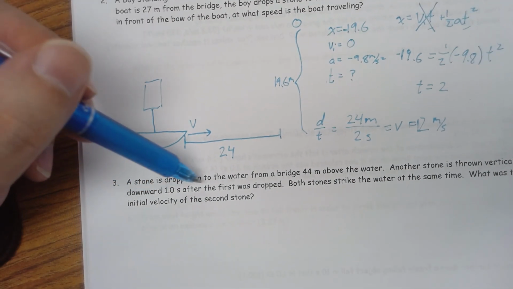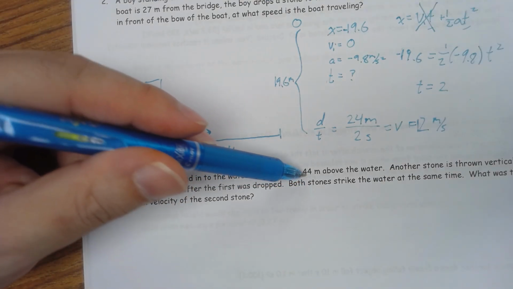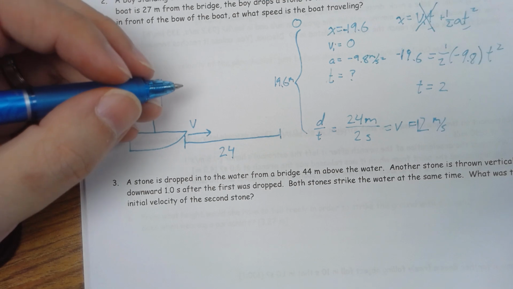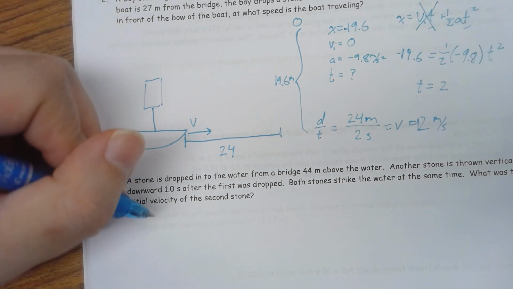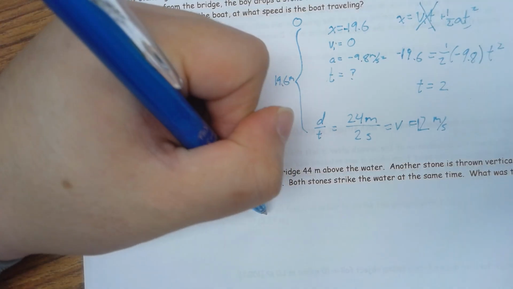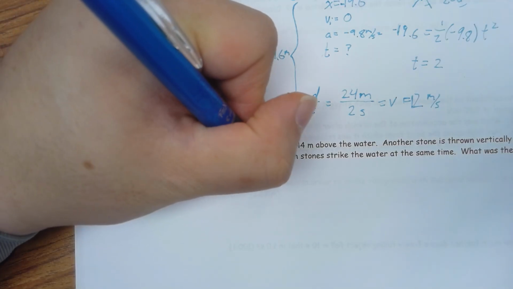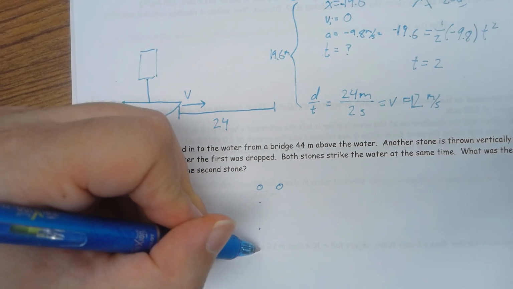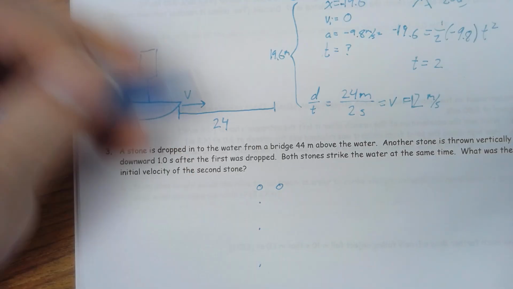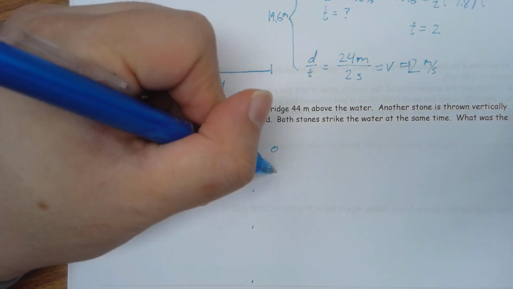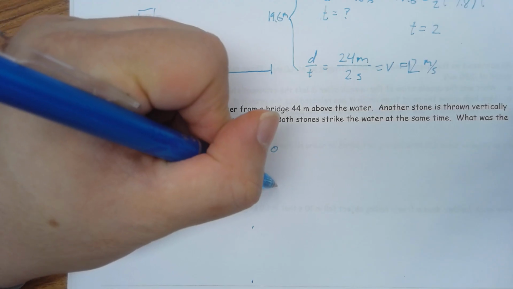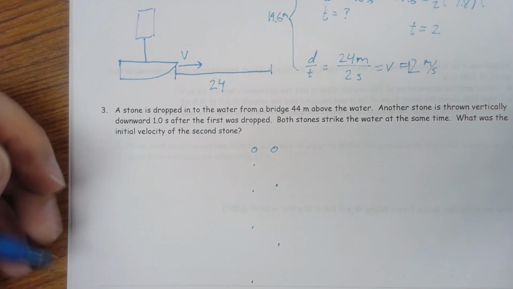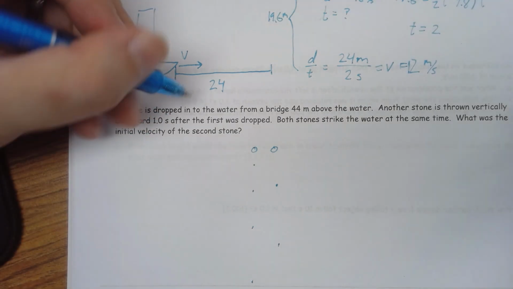Now, if a stone is dropped in the water from a bridge 44 meters above the water, and another stone is thrown down vertically 1 second after the first was dropped, we have a rock and a rock, and this one goes down, down, down, and the other one gets thrown faster, so really it just goes down, down, down.